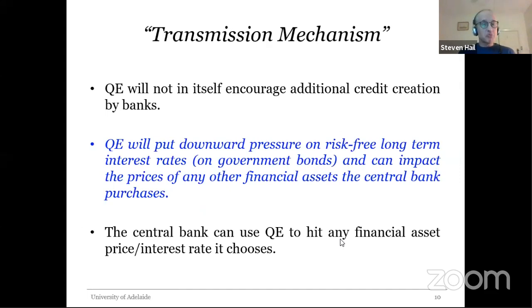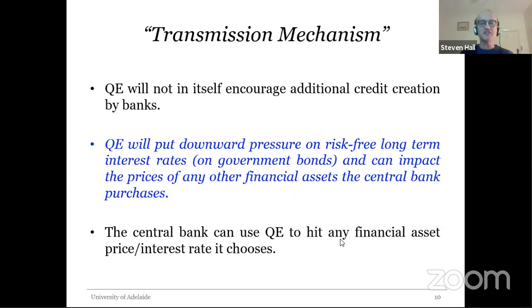Lower interest rates on government bonds puts downward pressure on the interest rates on corporate bonds too. So it makes it easier for companies to raise money by issuing bonds. And it also provides an incentive for fund managers to change their portfolio decisions so that they move out of government bonds, because the return on government bonds is now so low, and into higher risk assets.